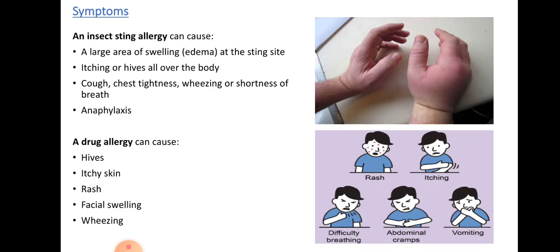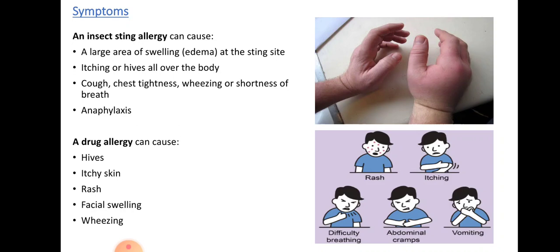Next, an insect sting allergy can cause a large area of swelling. So in the picture you can observe how the normal hand looks and how the sting bite hand looks. So it is commonly called edema. At the sting bite, itching or hives all over the body, cough, chest tightness, wheezing or shortness of breath, anaphylaxis.